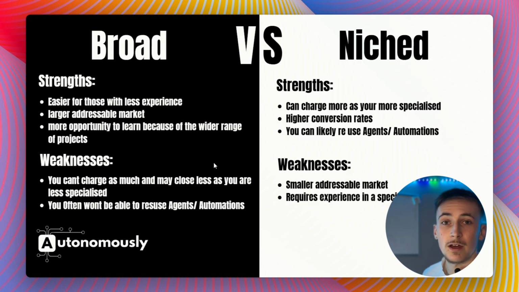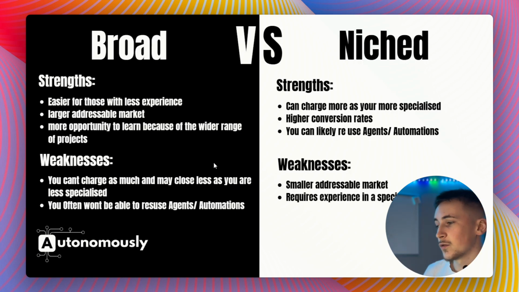And I've also said a downside for the broad approach is that you often won't be able to reuse your agents and automations. You could also see this as a strength in that every time you'll have to make a new agent or automation, so you'll probably learn way more. But with niche, a lot of the time you can make an agent or automation and use it more than once, because in your niche market, a lot of the time people are going to be looking for the same solutions. So that's something you can't do in broad.